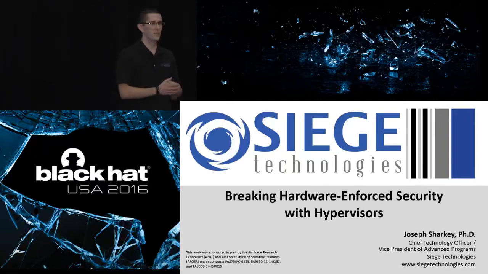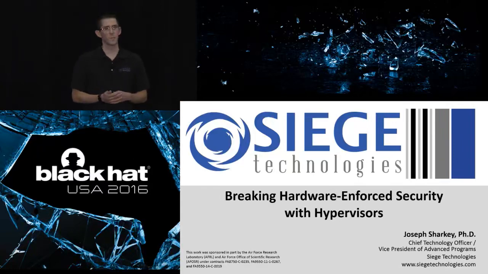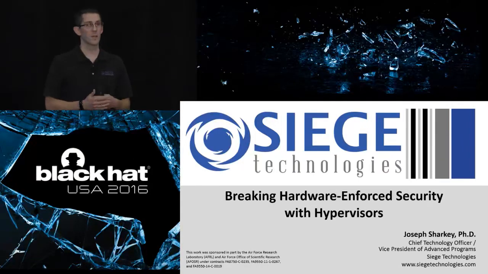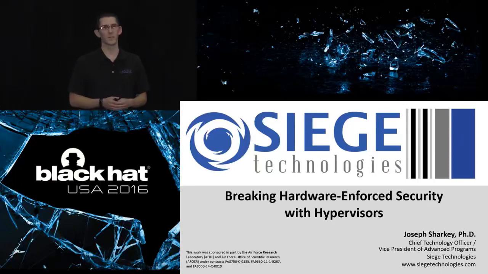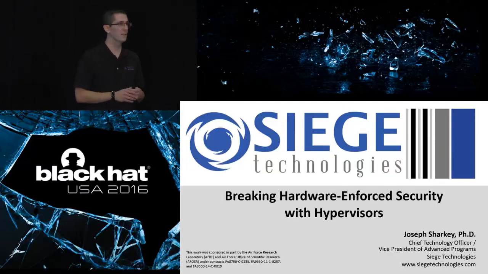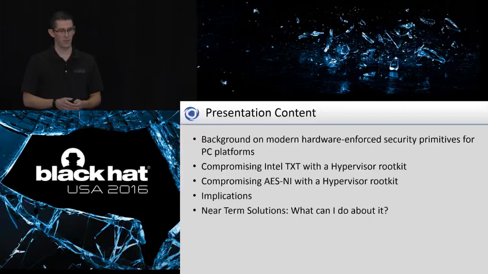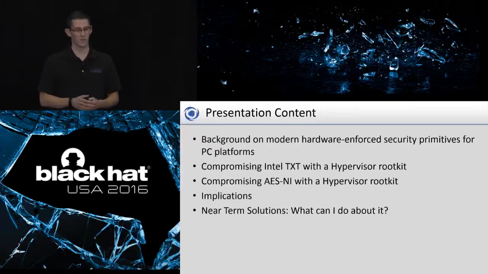All right, so I'm excited to be here today talking about breaking hardware enforced security with hypervisors. We're going to talk about a couple of different technologies, and we're going to break both of them with hypervisor rootkits. So specifically, we're going to be talking about Intel TXT and AES-NI, which are both hardware primitives that were added in the hardware to help enhance security. We're going to show how they can be compromised and undermined.